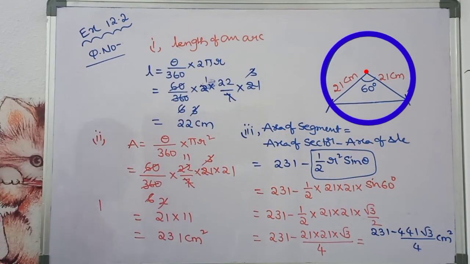You can leave the sum like this, children. If they have mentioned that root 3 value is 1.73, then we have to substitute the value. Otherwise you need not substitute, and you can simply leave the problem up to here.